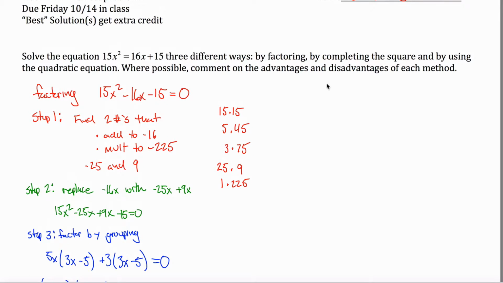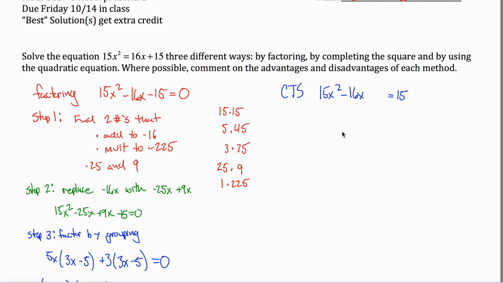I'm also asked to solve this by completing the square. Man, that's going to be hard too, but okay. Completing the square. When I'm trying to complete the square, what I want to do is get all the terms with an x in them on one side of the equation and the constant term on the other side. So my starting spot will be 15x squared minus 16x, and that's equal to 15.